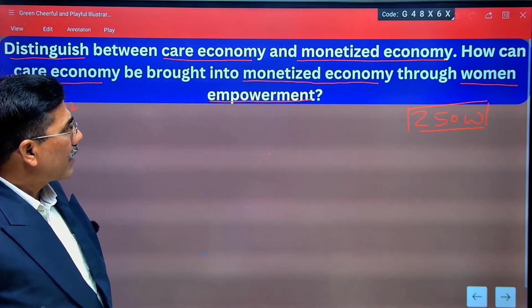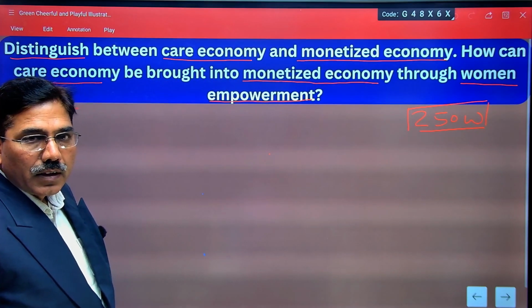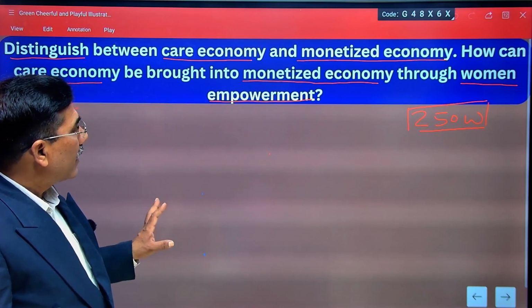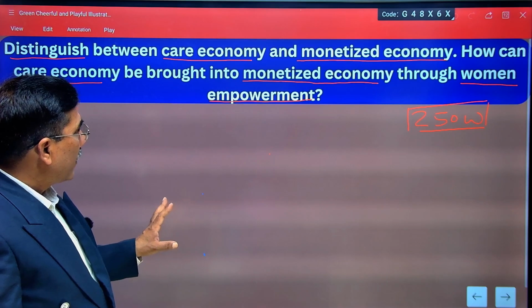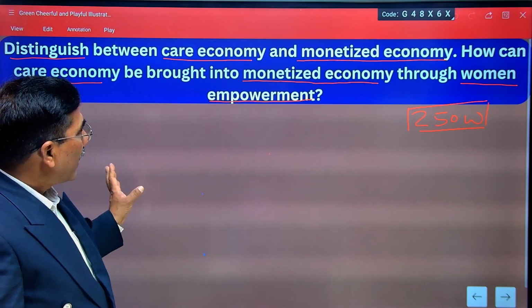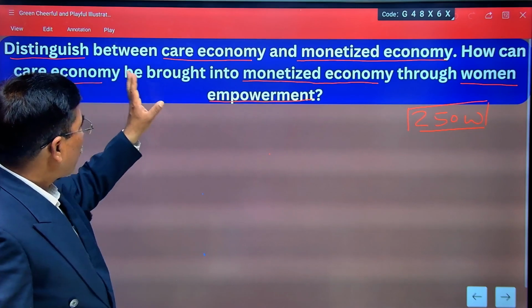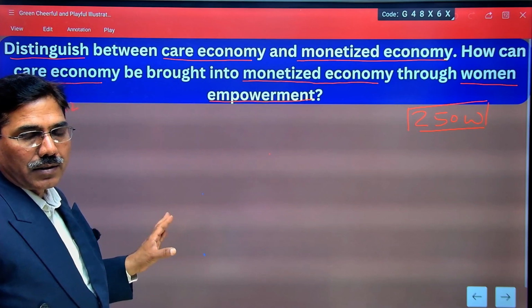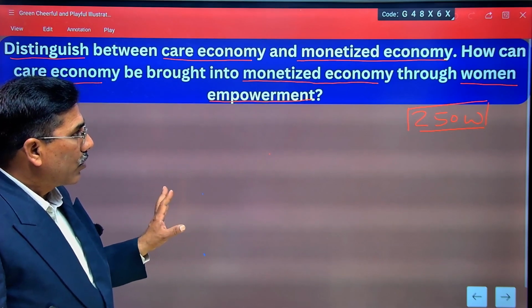Means there are two separate questions which you have to follow, and for better writing, first you divide the question into three parts: care economy, monetized economy, and conversion of care economy into monetized economy through women empowerment. That is the question. First you should be clear about the question.